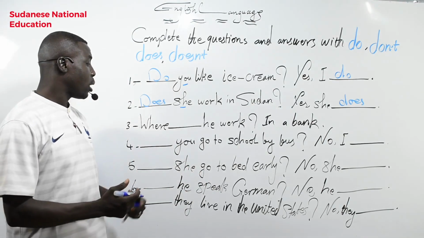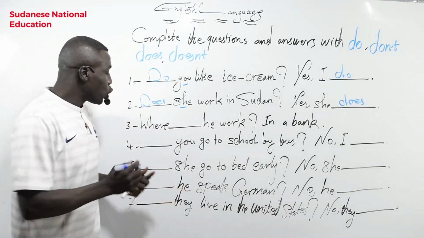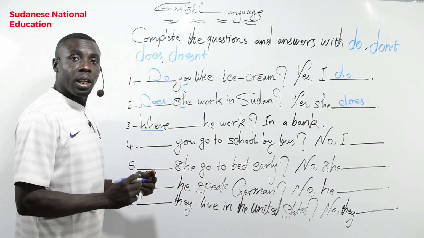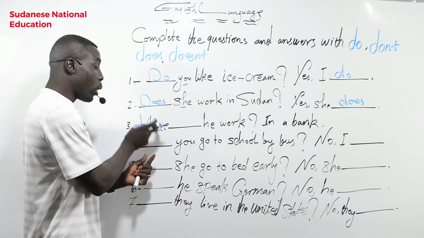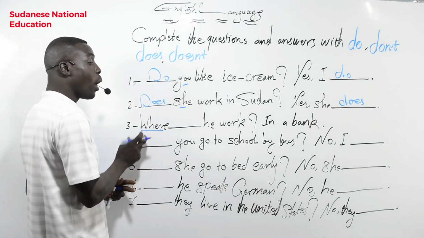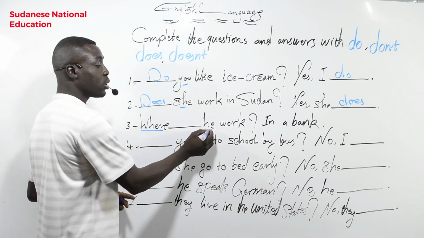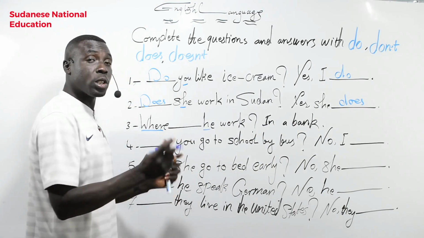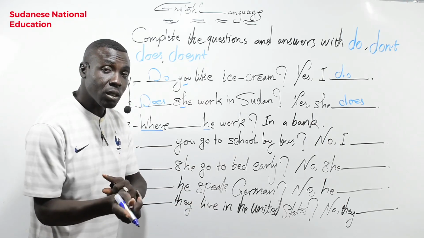Number 3, where he work? Where is a question word. It's used with the question. So, where he work in a bank? The subject is he. So what do we use with the subject he? Do or does?